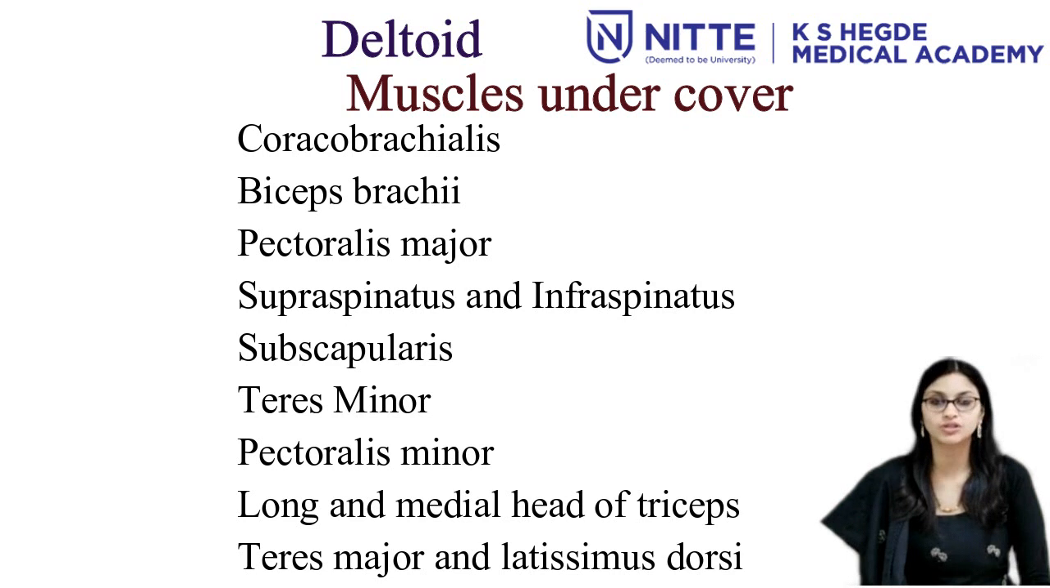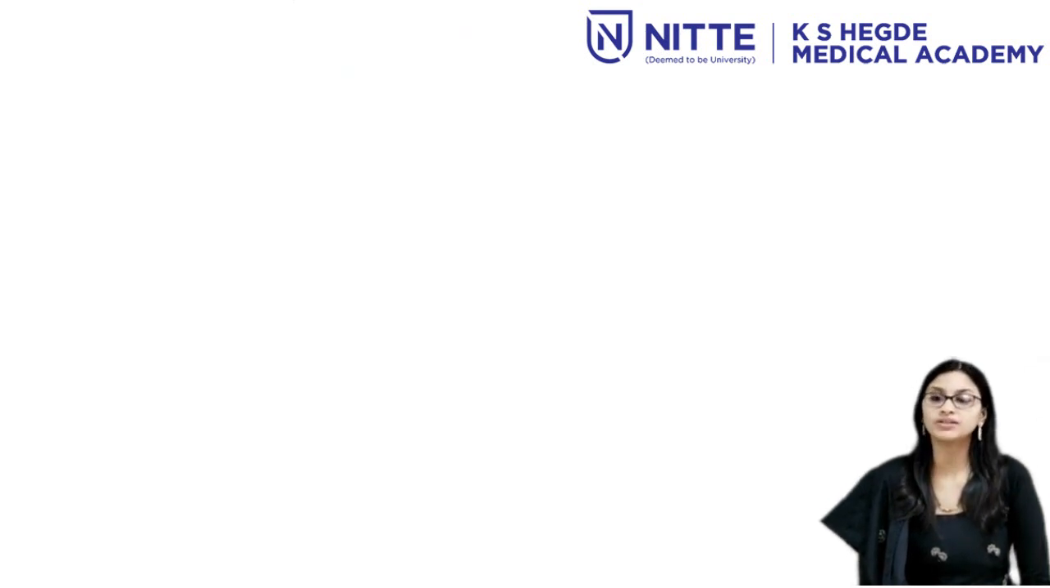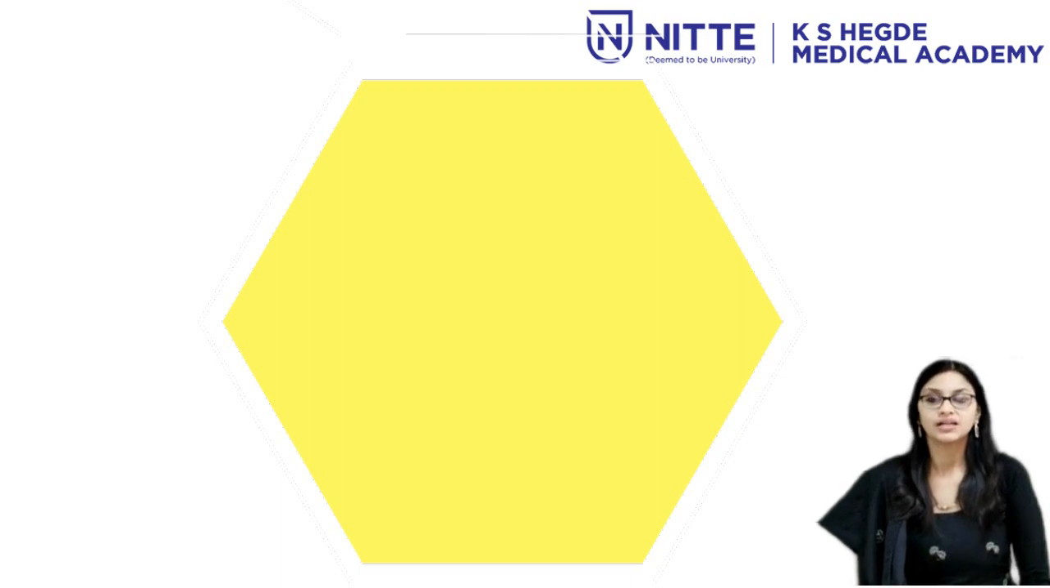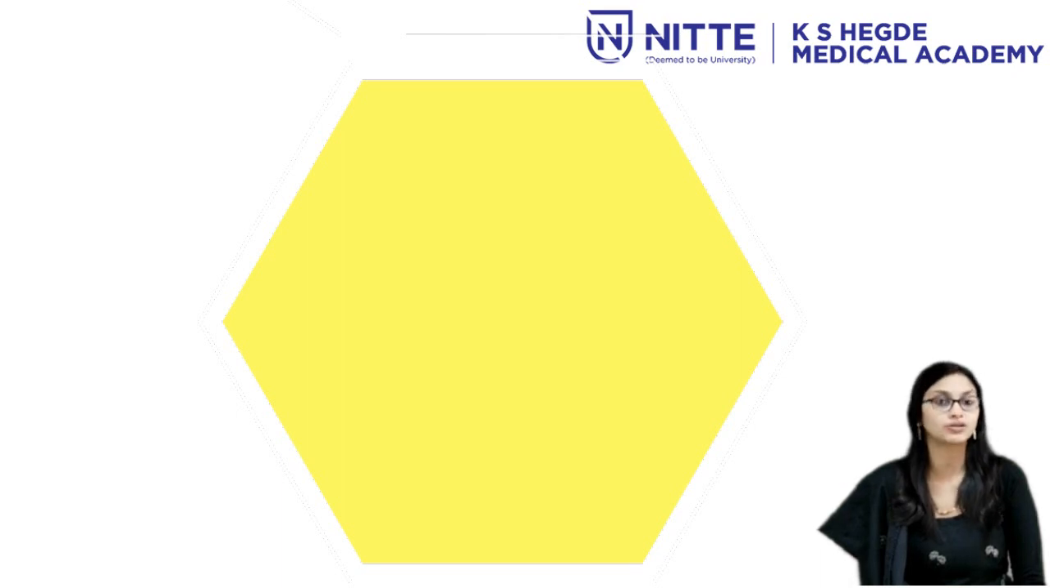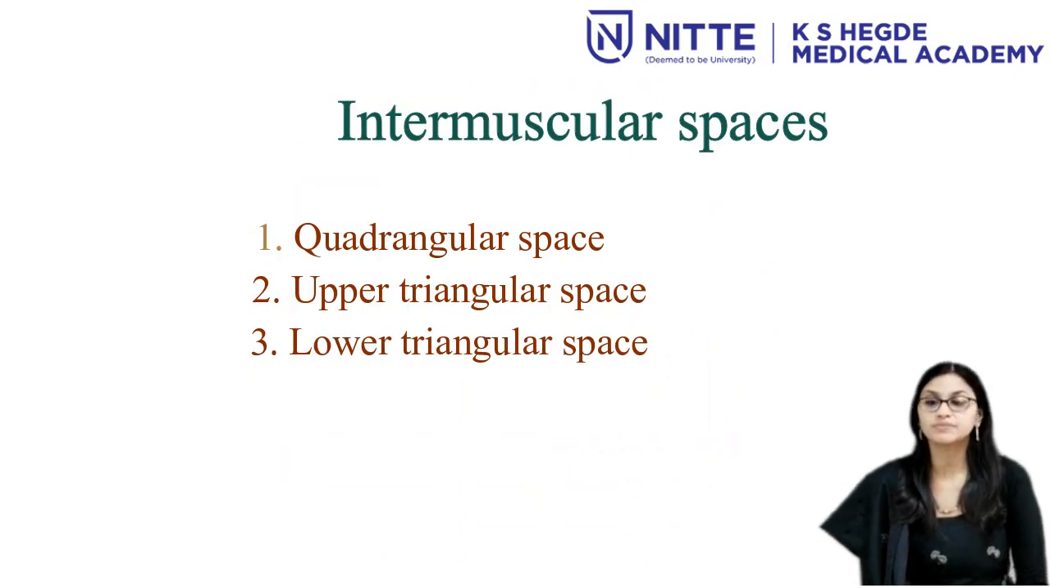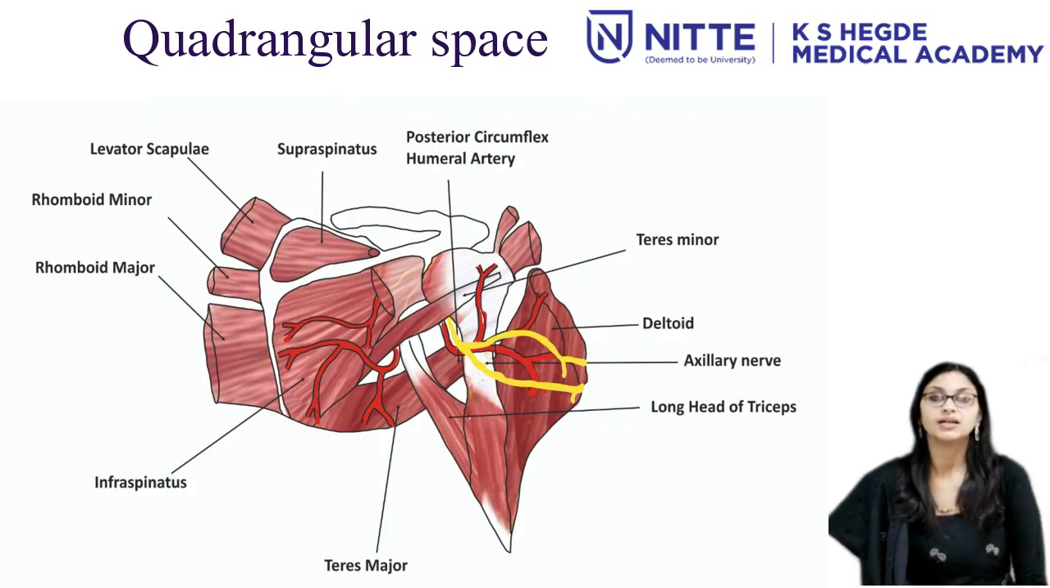After seeing the muscles around the shoulder region, we will see what is intermuscular space. The word suggests inter means between. Between the muscles, there are 3 triangular spaces, and these triangular spaces become evident after the reflection of the posterior part of the deltoid muscle. So the names of these spaces are the quadrangular space, the upper triangular space and the lower triangular space. First we will see what is the quadrangular space.